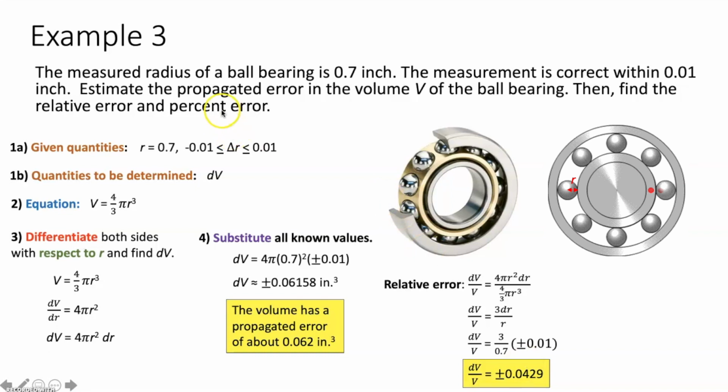We need to find the percent error. And this is probably the easiest one because you did all the hard work already. The percent error is just the relative error times 100. So dV over V times 100. So we just take whatever this is, multiply it by 100, tack on a percent to it, and we get that the relative error in measuring the volume here is 4.29%.